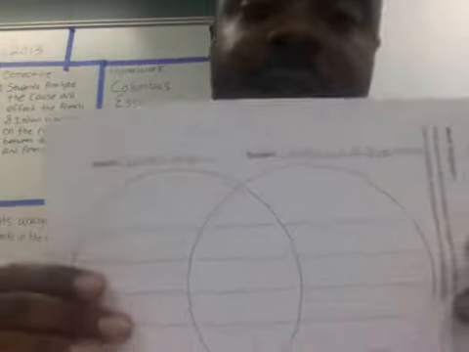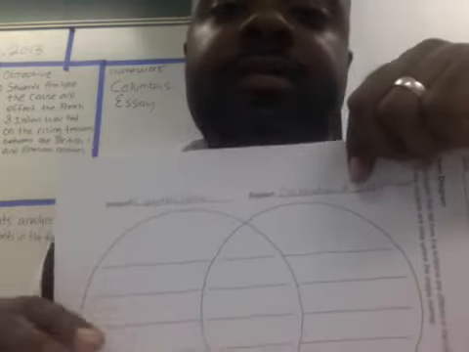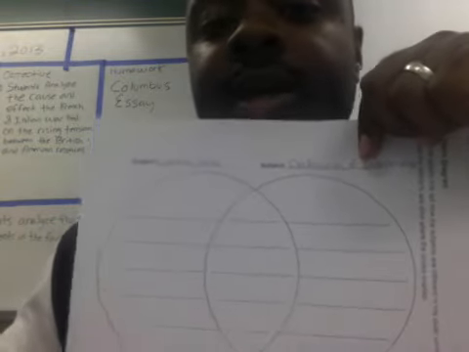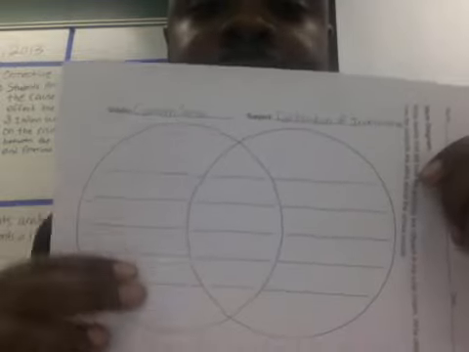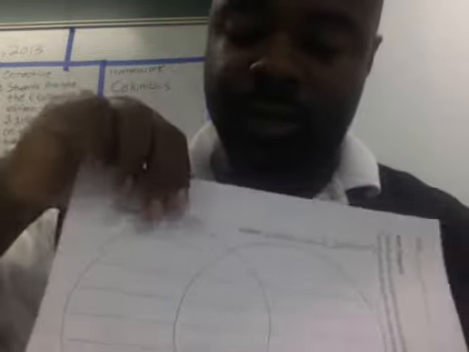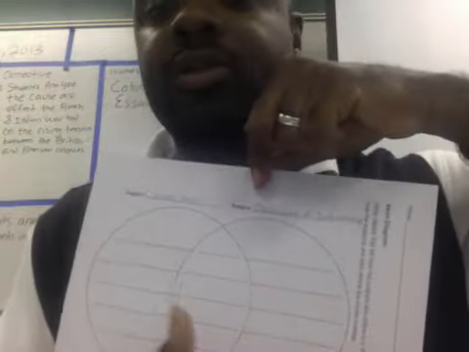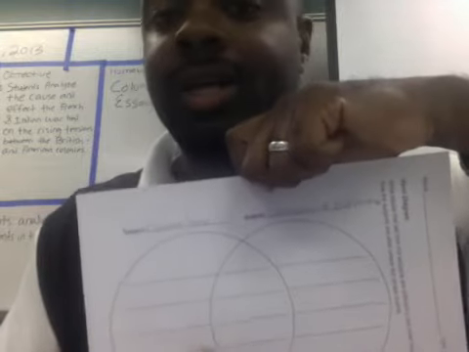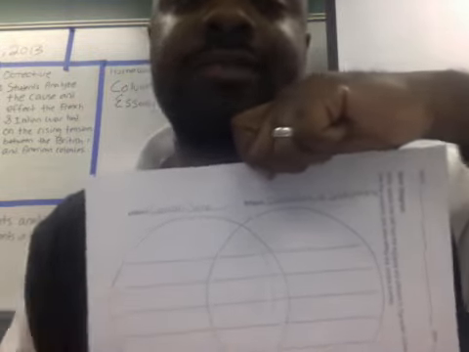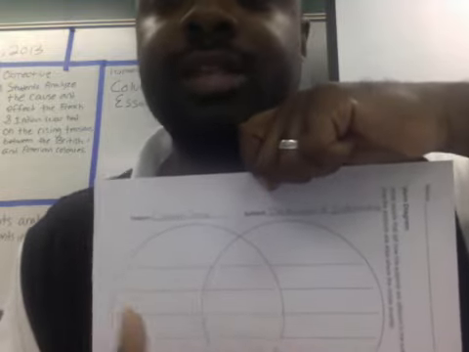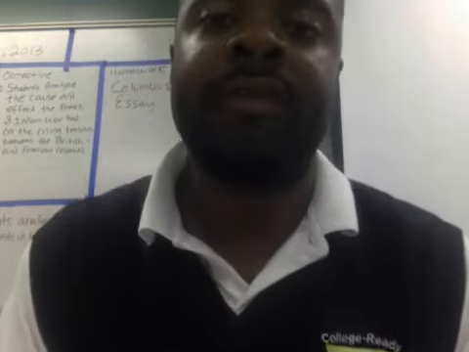Now for the Venn diagram, you're going to use section 5.4. You're going to read section 5.4 of the reading, and on the outside of the circle, you're going to list differences between Common Sense and the Declaration of Independence. In the middle circle, you're going to list similarities between the Declaration of Independence and Common Sense. So the outside circles are differences between these 2 documents, and the inside circle is similarities between these 2 documents. There you have it.